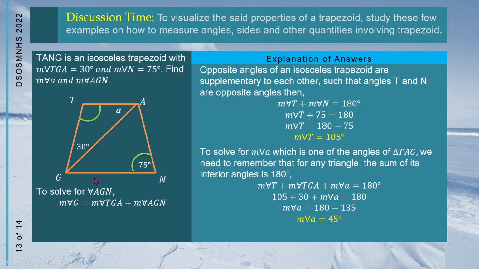kaning bakante. I-add na sila, that comprises to what we call angle G nga tibuok, which is ang angle G parehas sa angle N. So, given angle G, if angle G is equal to angle N, therefore angle G is 75 degrees, is equal to angle TGA, which is 30 degrees, plus measure of angle AGN, which is missing. So, therefore, ang 30 minus 75. Okay, 75 minus 30 degrees is 45 degrees, which is the measure of angle AGN.